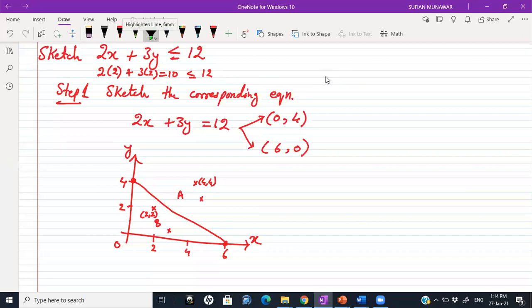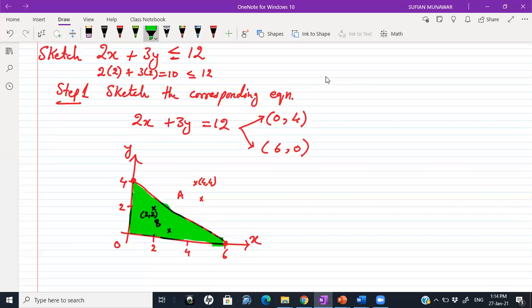So we shade this region. We can say that this area is the true area for that inequality. So this is the way we make the sketch of an inequality. This is the sketching technique that we adopt to sketch the inequality.